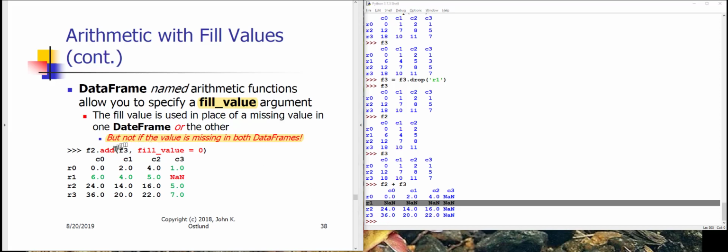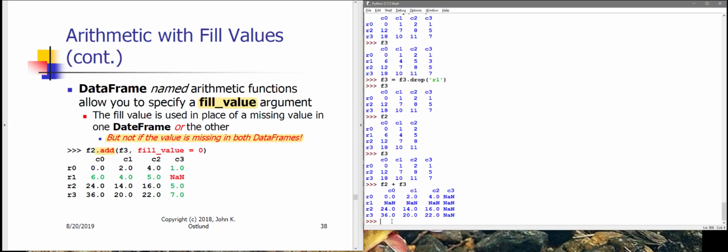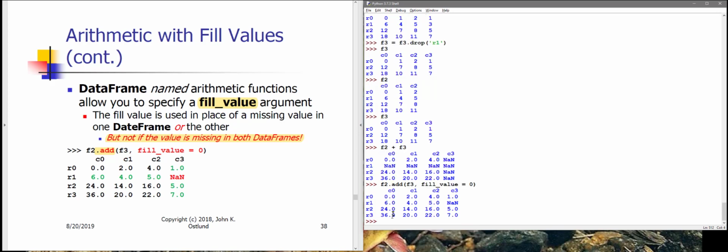Now, I have to use the named add method here rather than the symbolic plus sign. I'm going to say f2.add(f3, fill_value=0). Now this does not modify either f2 or f3. It returns to me a copy of the sum of these two data frames using a fill value of 0.